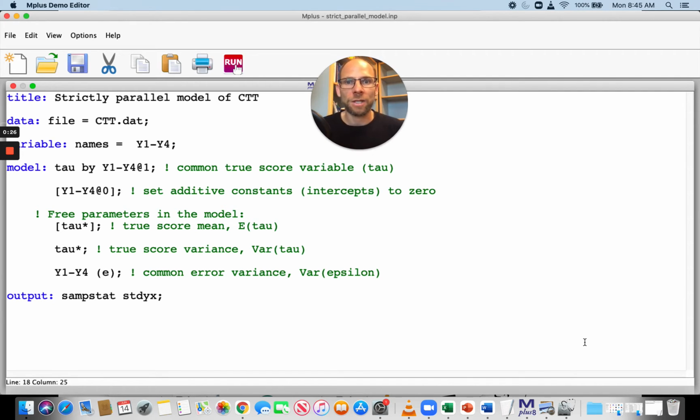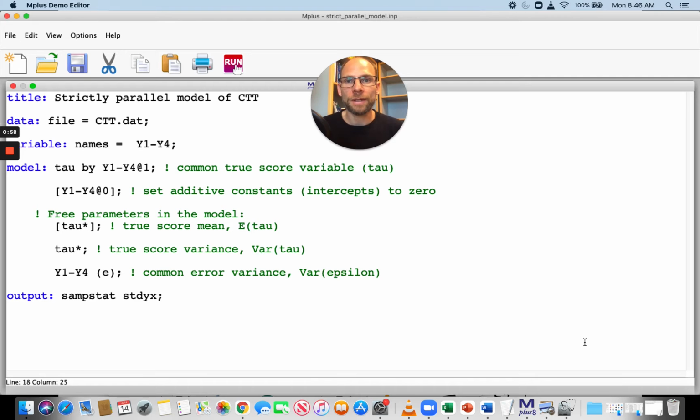One advantage that the strictly parallel model has, for example, is that the test score variables would all be equally difficult and would also have equal reliabilities, because the model of strictly parallel variables implies equal means of the variables, and it also implies equal variances and equal covariances, and so as a result it is also implied that the variables have equal reliabilities. And so with Mplus we can test that. We can test the strictly parallel measurement model of classical test theory.